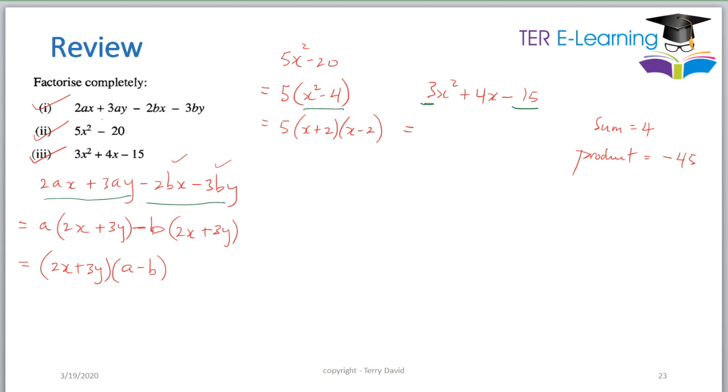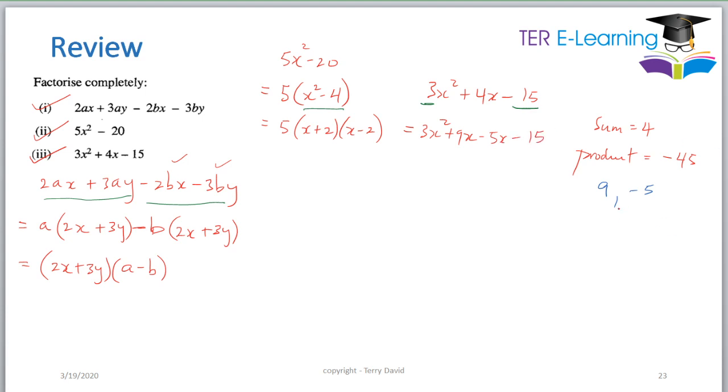So I see Emily and me are saying 9 and minus 5. Daryl also saying 9 and minus 5. I believe that's what it is. Let's check. 9 multiplied by minus 5 is minus 45. That's correct. And when we add them, 9 plus minus 5, we get 4. So that's correct. So we're going to replace the middle term. So this is going to be 3x squared plus 9x minus 5x minus 15.